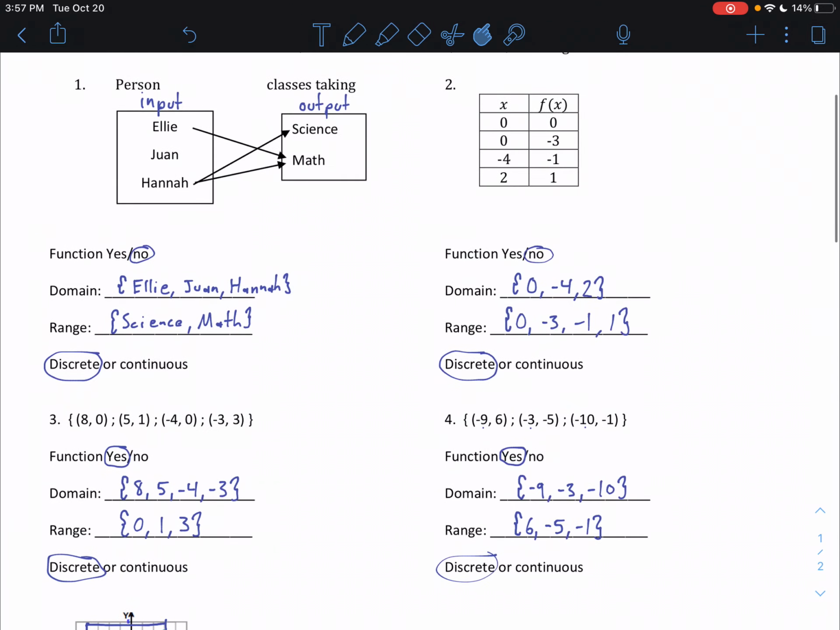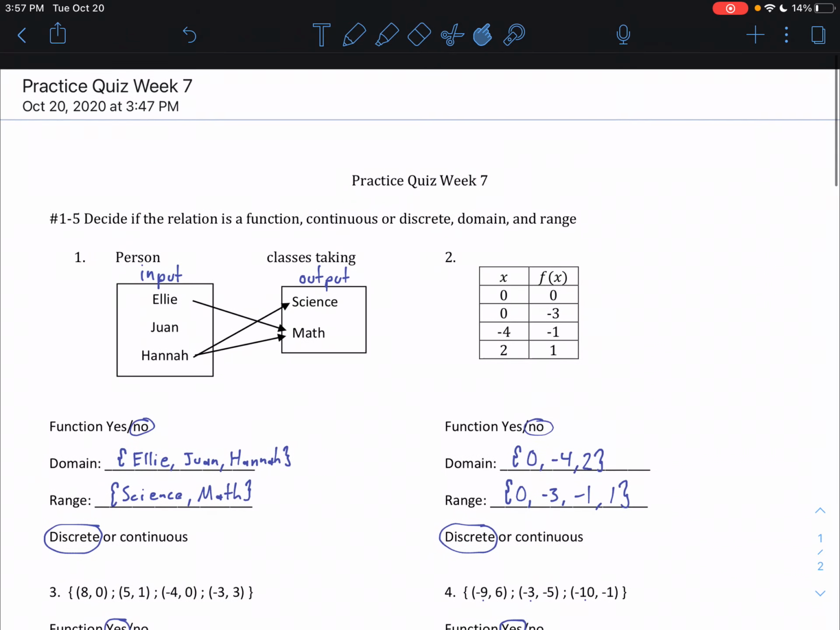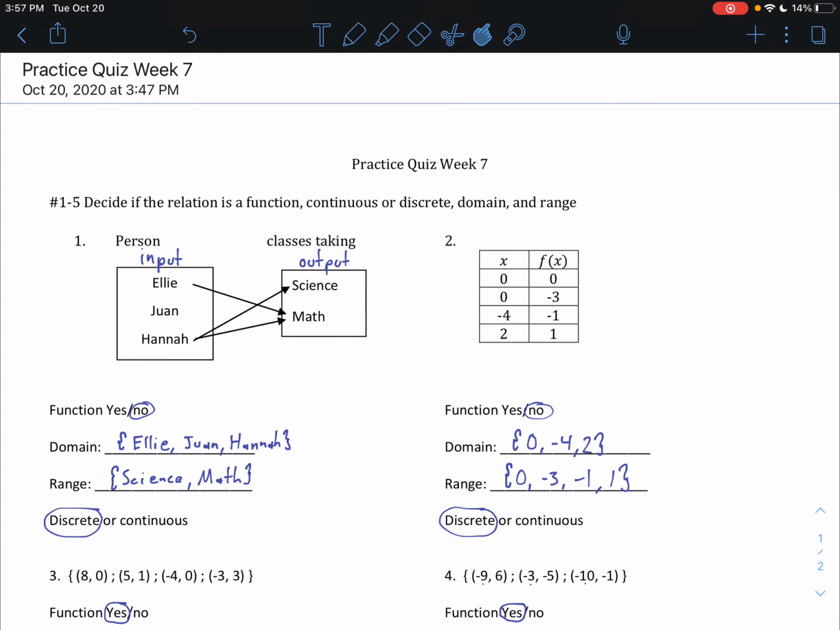And that would be the answers to the practice quiz. And if you can do this practice quiz, you can do the actual quiz tomorrow. Let me know if you have any questions.